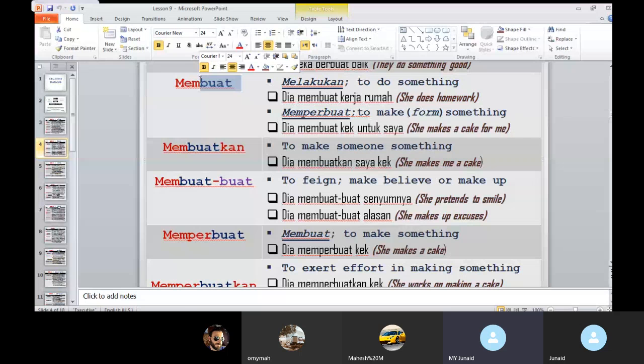Memperbuat, to make something. Memperbuatkan, to make something with effort. A lot of effort. Awak memperbuatkan kerja. But you don't have to worry about that form. You just remember in spoken Malay, we say buat to do something and buat-buat to fake or to pretend doing things.